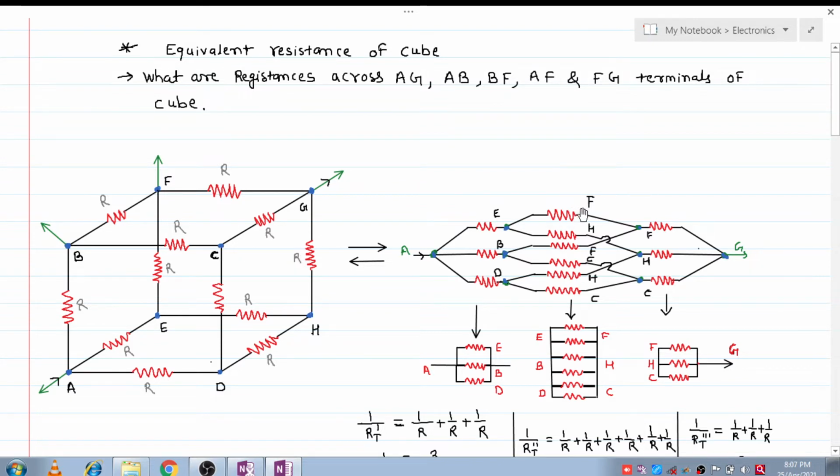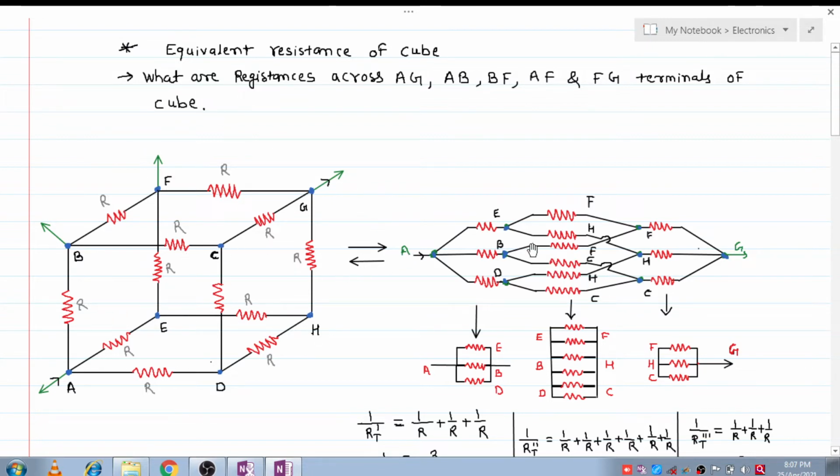Then this B terminal is coming toward F. So this F we have connected, this H we have connected, and this C we have connected. This H is coming toward the G terminal, this C is coming toward the G terminal, and this F is also coming toward the G terminal. So this cubic circuit we have converted into an equivalent circuit.